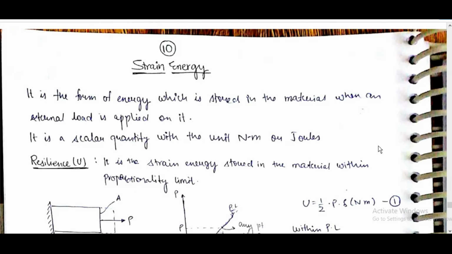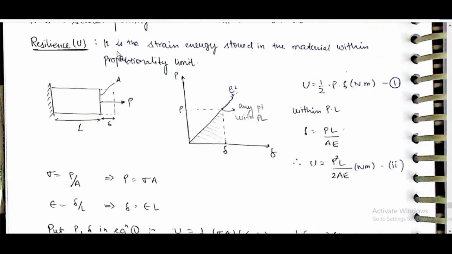10. Strain energy. It is a form of energy which is stored in a material when an external load is applied on it. It is a scalar quantity with unit Newton meter or joules. Resilience. It is strain energy stored in material within proportionality limit.